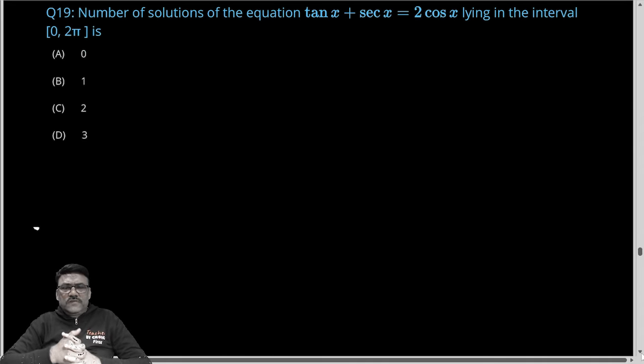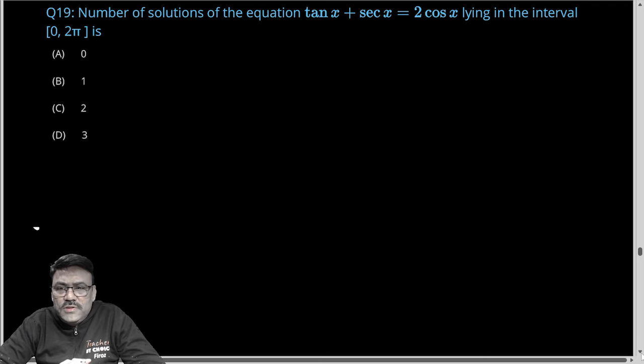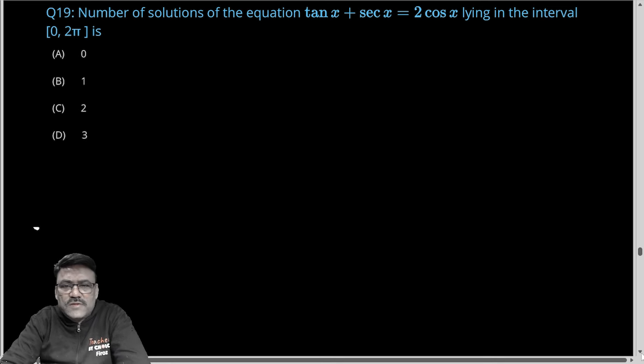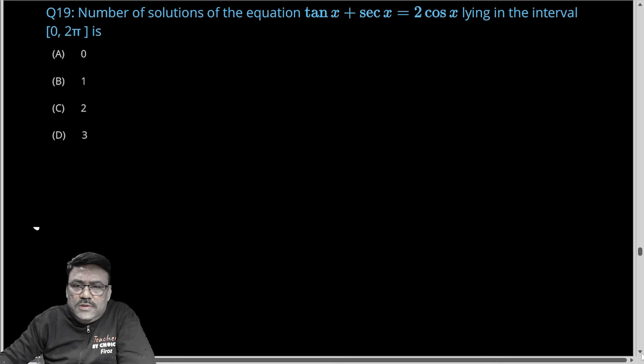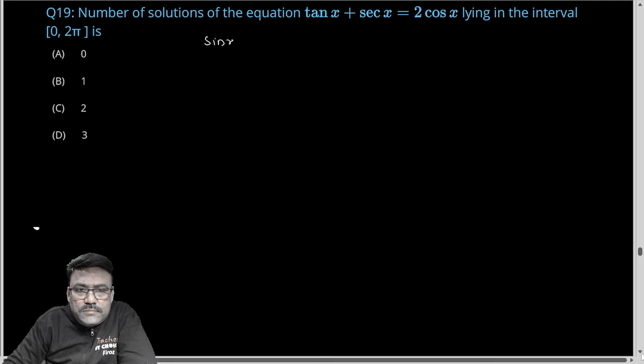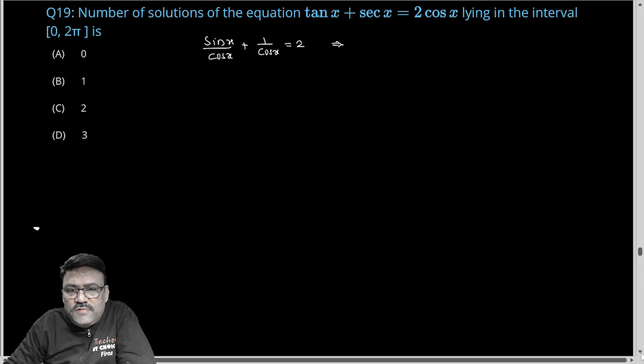See this question, they are asking the number of solutions of this equation in the interval 0 to 2 pi. Trigonometric equation is given to you and you just have to find the number of solutions, not the exact solutions, in the given interval. So what you can do here, I can write tan x as sin x by cos x, secant x as 1 by cos x.